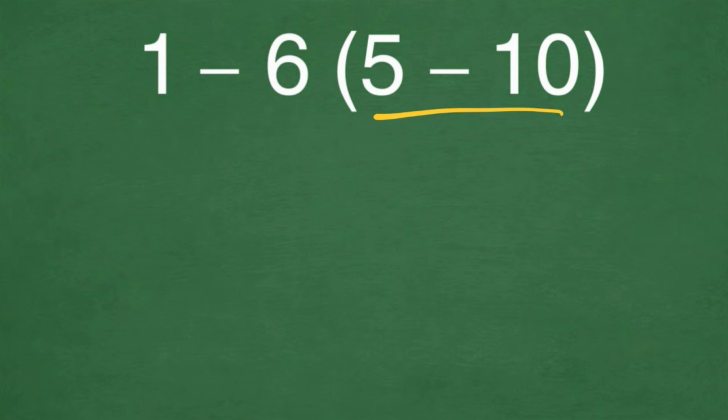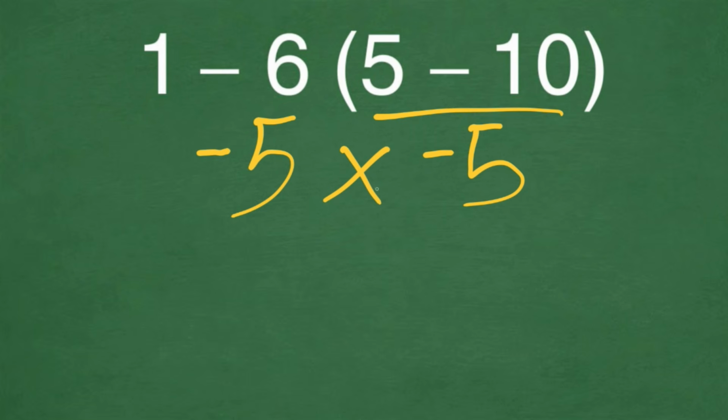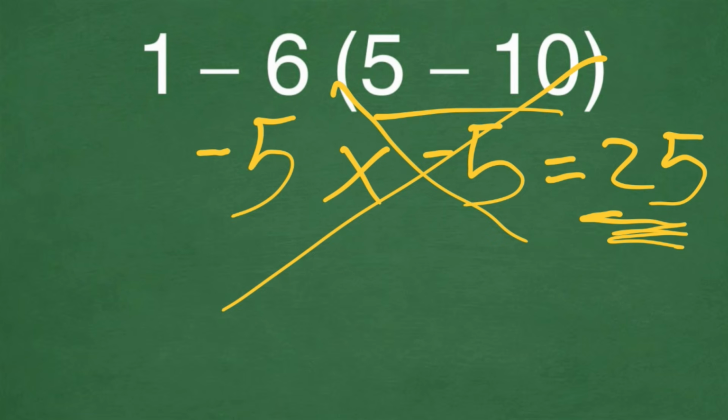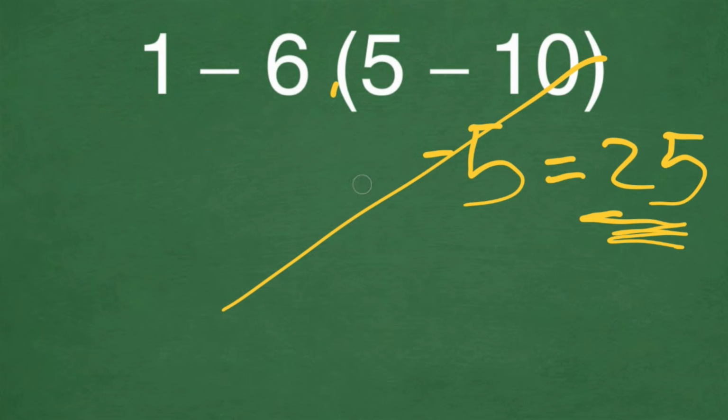5 minus 10 gives us negative 5. And 1 minus 6 gives us again negative 5. And negative 5 times negative 5 is equal to 25, because negative times negative is positive, and thus the final result gives a positive number. But this answer is wrong, not because we made a mistake in the calculation, but because we didn't follow the right order to solve the equation.